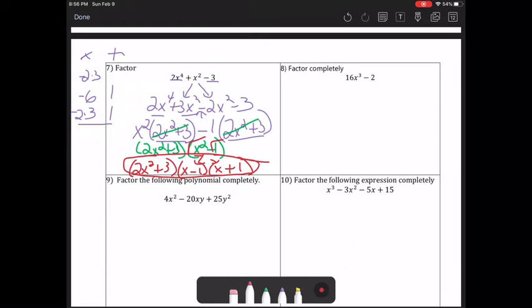Okay. Number 8, a lot of you are like, oh, that's a perfect square, but not a perfect cube, and so forth. Of course, the first thing you always have to do is find the greatest common factor. Greatest common factor of 16x cubed and 2 is 2. So I factor out a 2. So I set it aside. It's going to be 8x cubed.